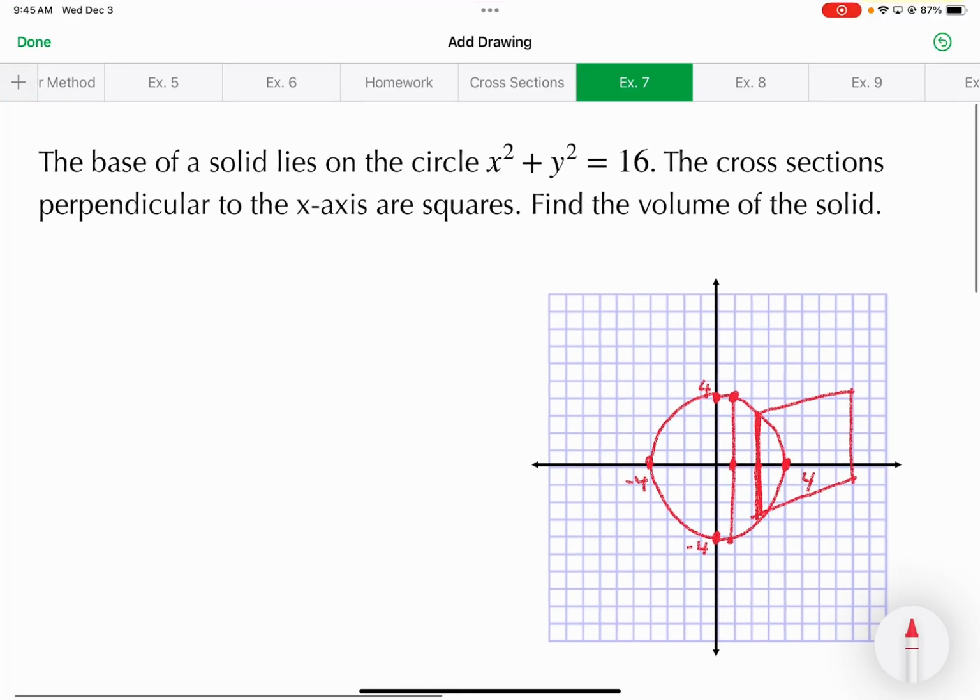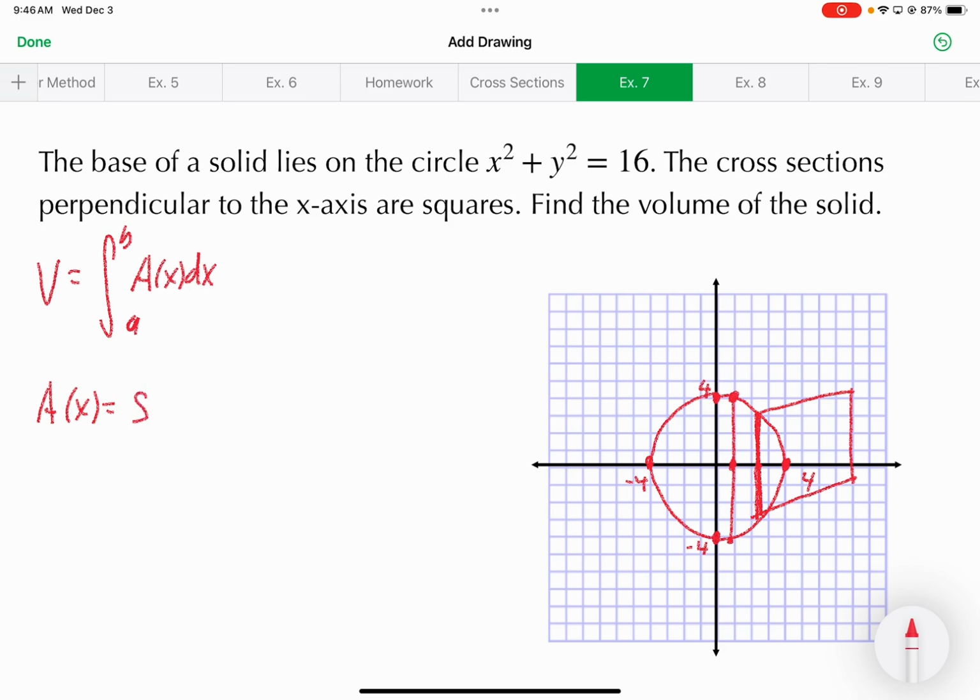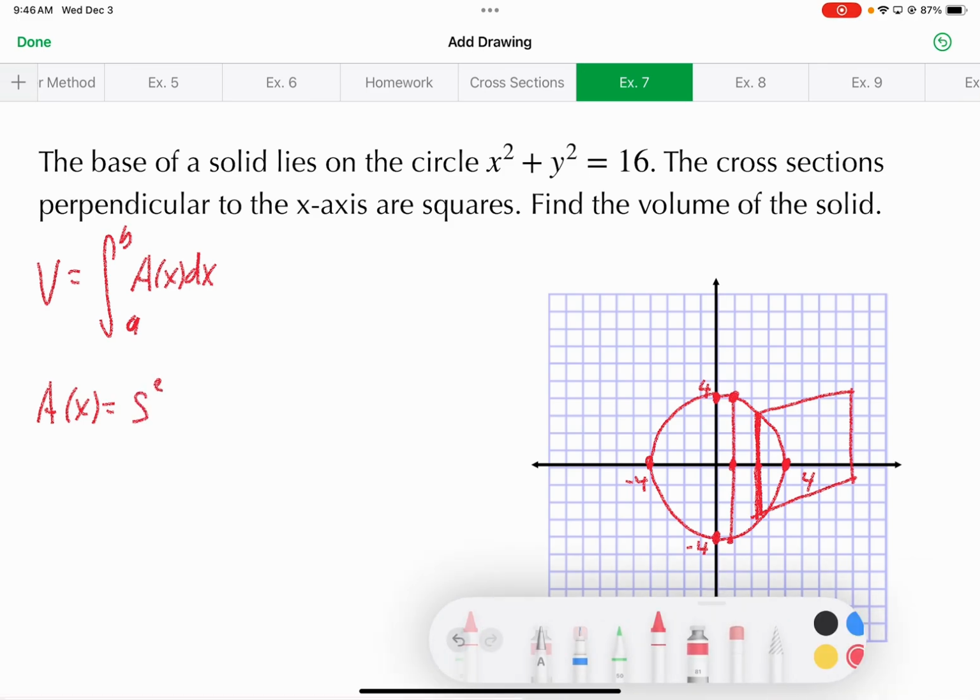So again, if I want to find my volume, I need to integrate my area. So I'm going to do volume equals the integral from a to b of A of x dx, okay? Well, what is A of x? Well, it's just the area of a square. What's the area of a square? Base times height, or let's just do side squared, yeah?